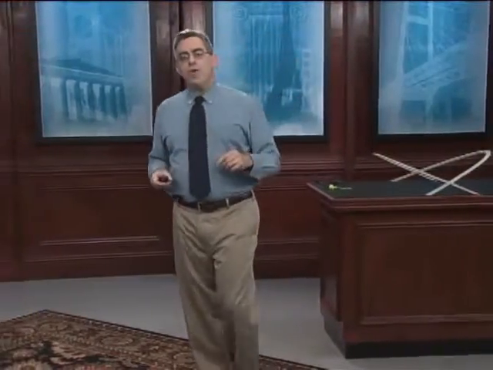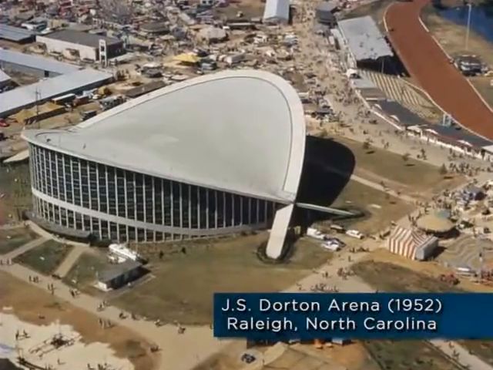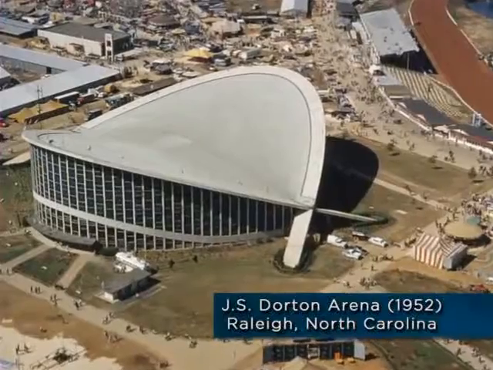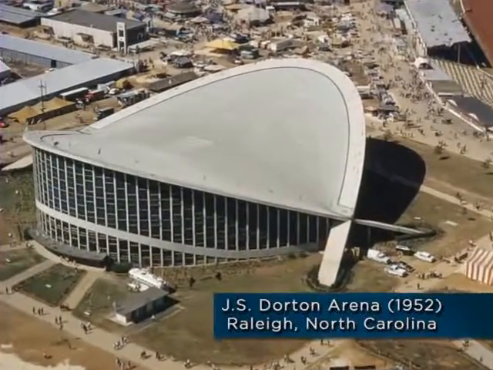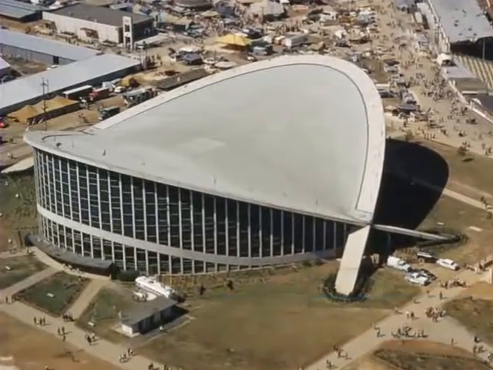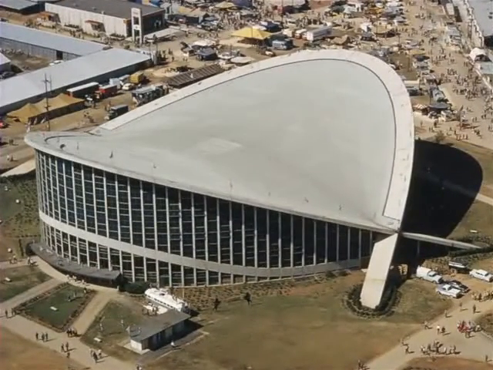So let's begin with the world's first building to use a cable-supported roof, the J.S. Dorton Arena in Raleigh, North Carolina. This building was originally the Raleigh Livestock Arena. It was developed for the North Carolina State Fair, and so, predictably, it's been nicknamed the Cow Palace.